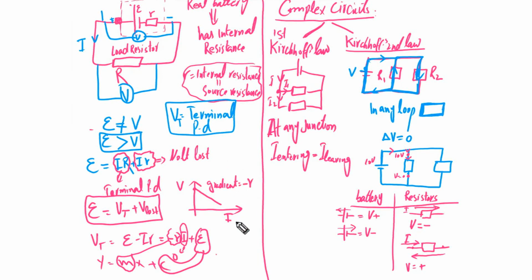In this case the gradient is equal to minus R. You need to understand there can be a multiple choice question about this. What is the gradient of V against I? It is equal to minus R. This is how we can calculate. Any question about this until now? Is it okay? Can we move on to the next one?